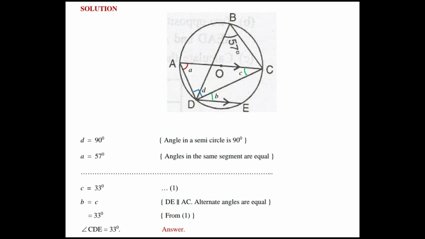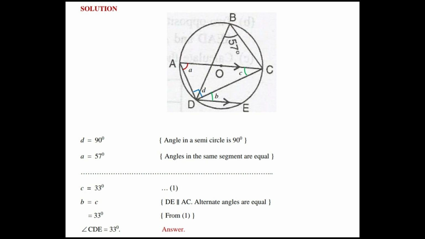Now see the solution. Now instead of writing angle ADC equal to 90 degrees, I am writing D is equal to 90. And the reason is angle in a semicircle is 90 degrees. The next step, A is equal to 57. Reason, angles in the same segment are equal. Alright. Then after that, now I know A, we know D. So we can find out C.